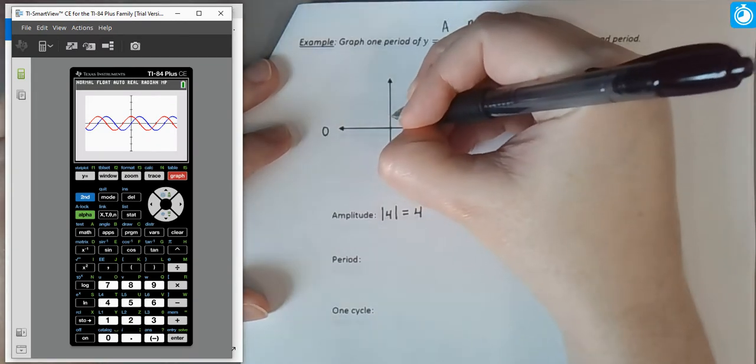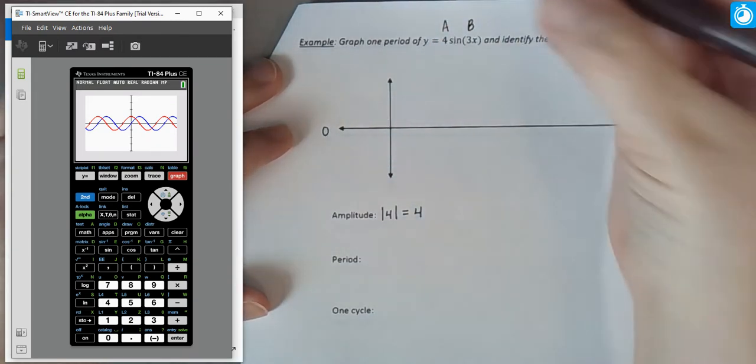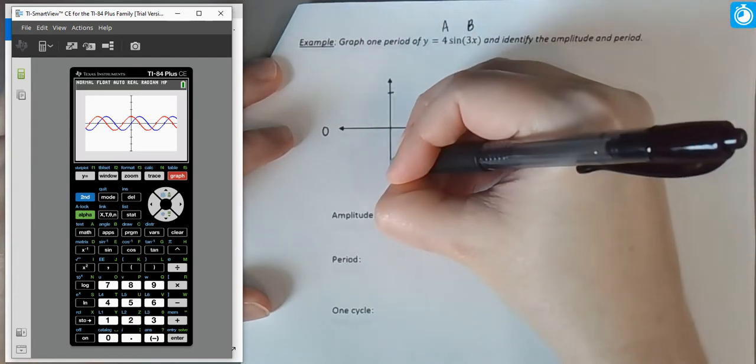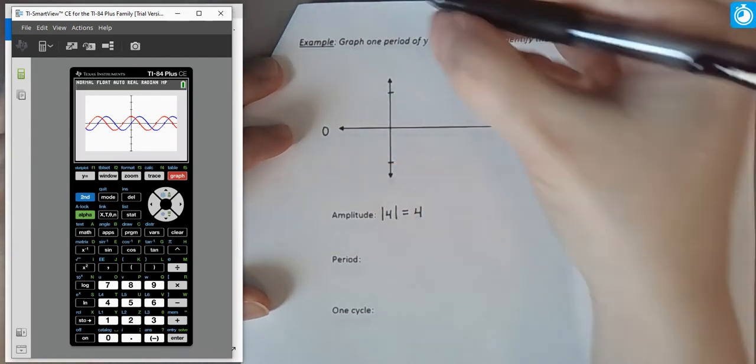Now you might want to mark it as 1, 2, 3, 4. You don't have to do that. All you have to do is label where your max is and where your min is. It's all about labeling.